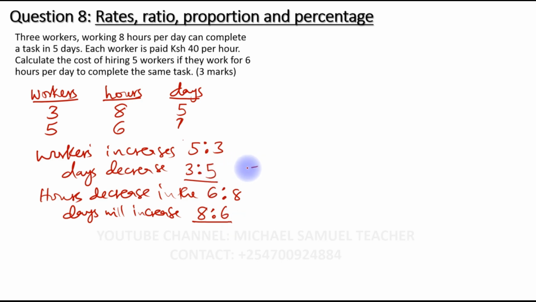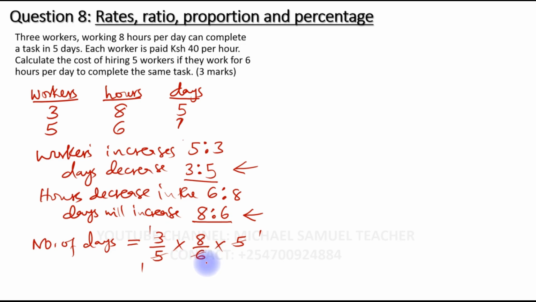Now, in this case, we have this ratio and this ratio. That's what we shall use in our calculation. Now we find the number of days. The number of days will be 3/5 times 8/6 times 5 days. So by 5, 1, by 5, 1; by 3, 1, by 3, we have 2; by 2, 1, by 2, 4. So it will take 4 days.